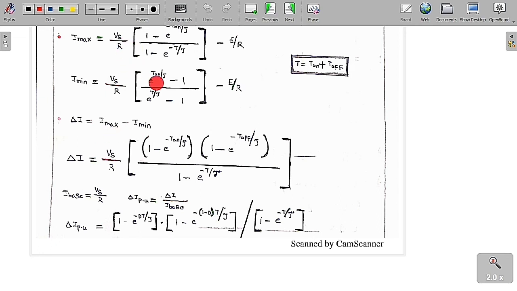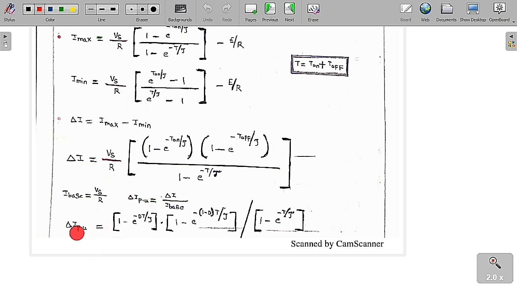So you know the maximum value and you know the minimum value. Just do the subtraction of these two, and we are going to get finally delta I is equal to Vs by R into 1 minus e to the power of minus t on by tau into 1 minus e to the power of minus t off by tau, by 1 minus e to the power of minus T by tau. Now I am going to assume I base is equal to Vs by R, and delta I per unit is equal to delta I by I base. This Vs by R is nothing but I base, and delta I by I base is nothing but delta I per unit.